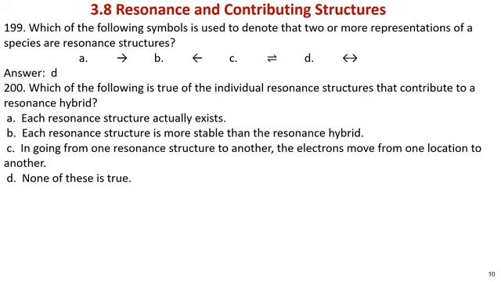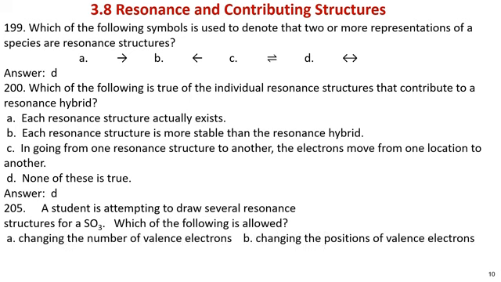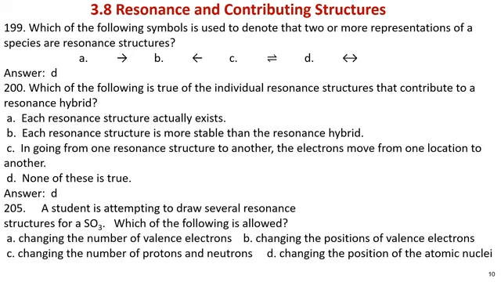What is the correct answer for this? A student attempts to draw several resonance structures for sulfur trioxide. Changing the number of valence electrons is not allowed. Changing the position of valence electrons is allowed. Changing the number of protons and neutrons, we don't change the nucleus. Changing the position of the atomic nuclei is not allowed. The only one allowed is B. I'm sure about this.